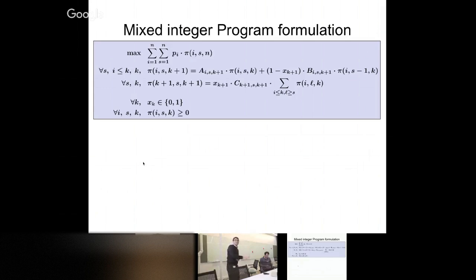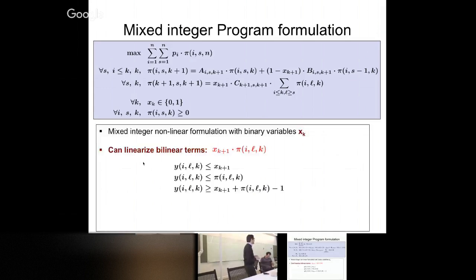I can first of all write down a mixed integer formulation. It's a non-linear formulation because both x and pi are my variables, which makes it non-linear, or bilinear. But I can linearize these products of xk and pi I by introducing new variables and adding constraints. So right away I can get a mixed integer linear program with order n cube variables to solve the assortment problem.